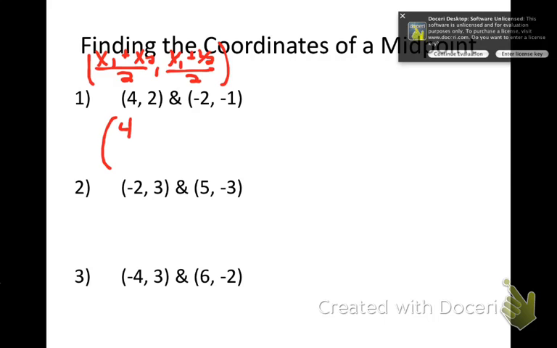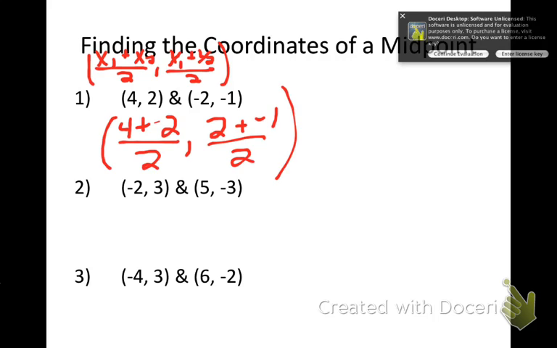So I have 4 plus a -2 all over 2. I'm plugging my x values into that formula, comma. What are my y values in those problems, Tyler? So 2 plus a -1 all over 2. And now I just simplify. Well, what's 4 plus -2 gonna get me, Max? 2. So I have 2 over 2, comma. What's 2 plus -1, Max? Get 1 over 2. Now I just simplify.